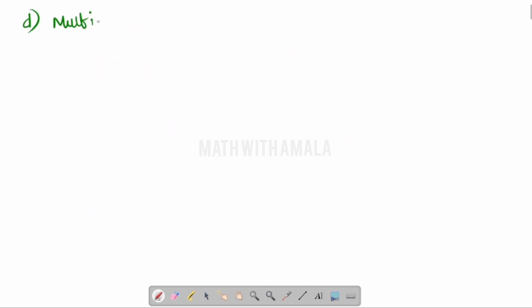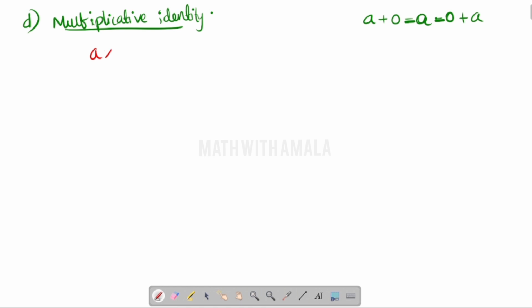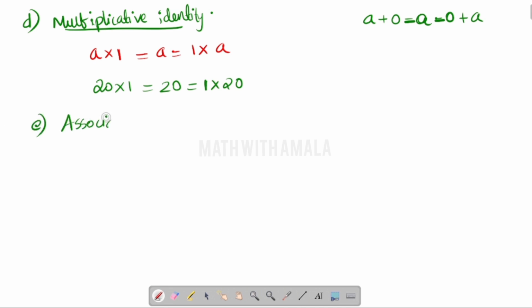D part is multiplicative identity. What do you mean by this? As we have discussed for additive identity. What was additive identity? A plus 0 is equal to A is equal to 0 plus A. Whatever the number we are adding with the identity, you will get the same number. Likewise, whatever the number we are multiplying with it, you will get the same number. So A into 1 is equal to A equal to 1 into A. Only 1 maintains the number as it is after multiplication. So 20 into 1 is equal to 20 is equal to 1 into 20. In both ways, both are giving the result 20, giving the result A.